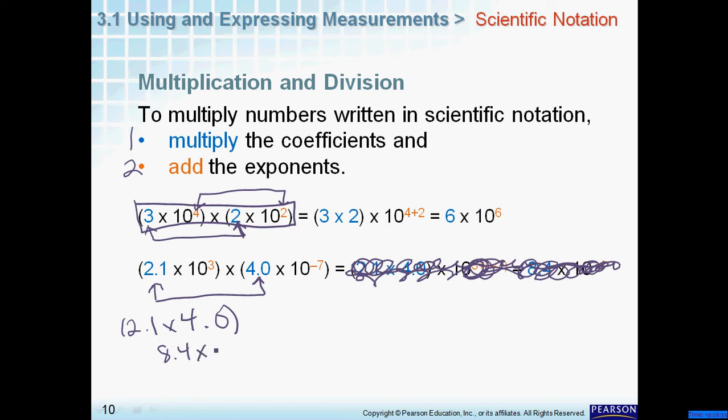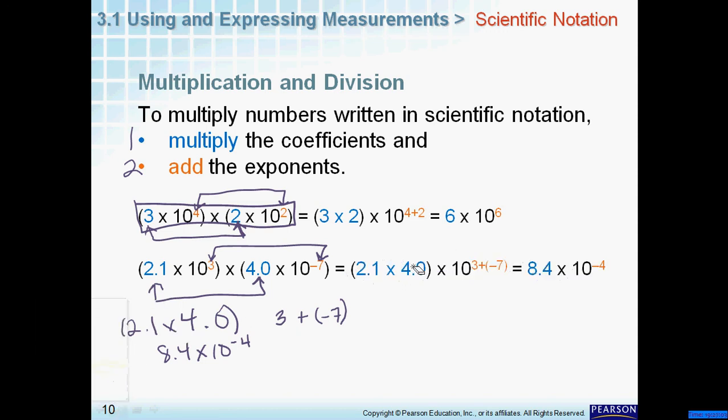We always have the times 10. And then I also need to add my exponents. So I'm doing 3 plus negative 7. What's 3 plus negative 7? Well, that comes out to negative 4. So my answer should be 8.4 times 10 to the negative 4th. Let's see if that's true. Okay, 8.4 times 10 to the negative 4th. That's how we do multiplication and division.